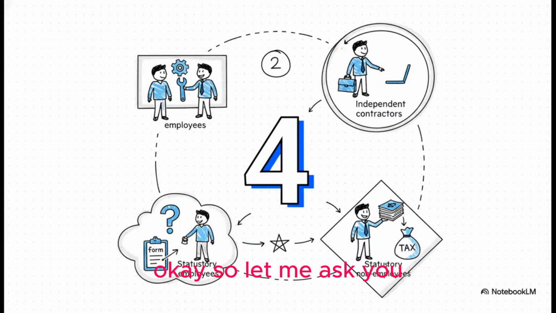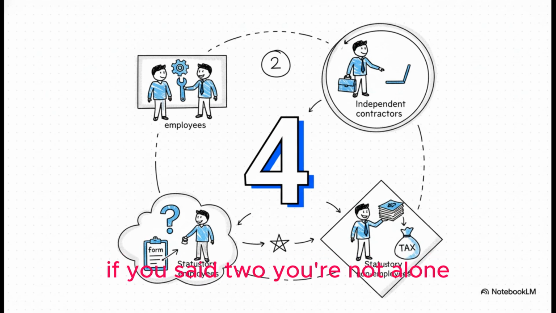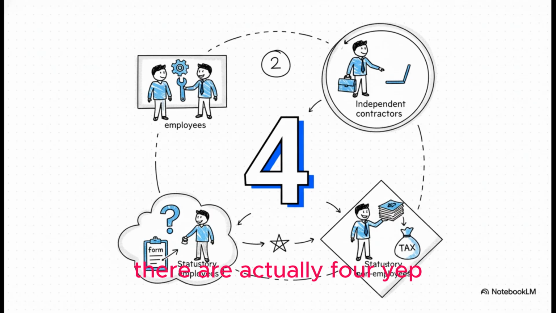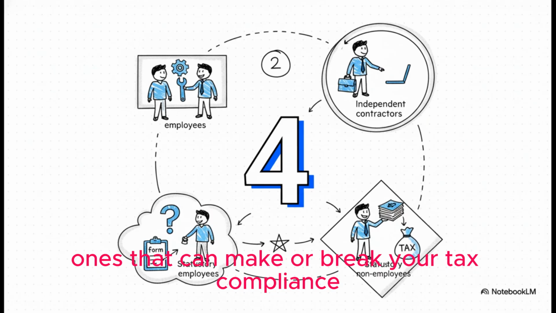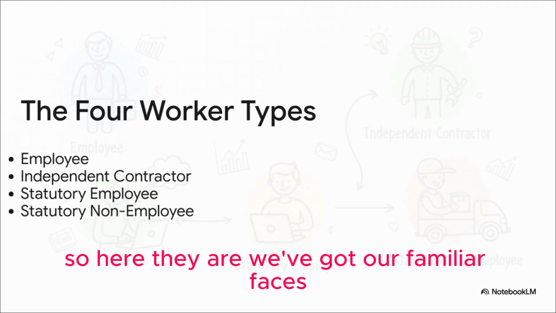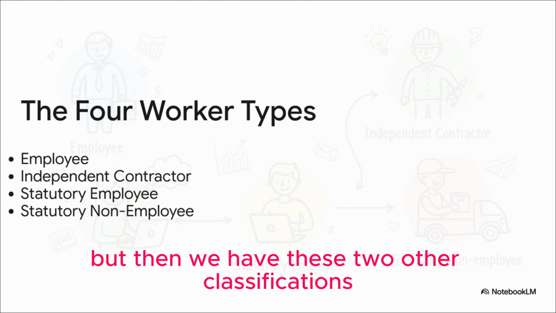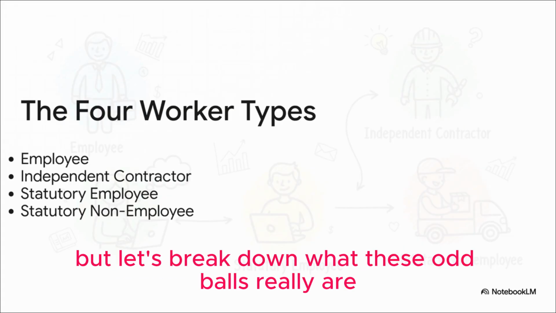Okay, so let me ask you, how many main categories of workers are there, really? If you said 2, you're not alone, but you're missing half the picture. There are actually 4. Yep, 4. And the 2 you've probably never even heard of? They are the ones that can make or break your tax compliance. So here they are. We've got our familiar faces, the employee and the independent contractor. But then we have these 2 other classifications, the statutory employee and the statutory non-employee. Sounds like legal jargon, I know, but let's break down what these oddballs really are.